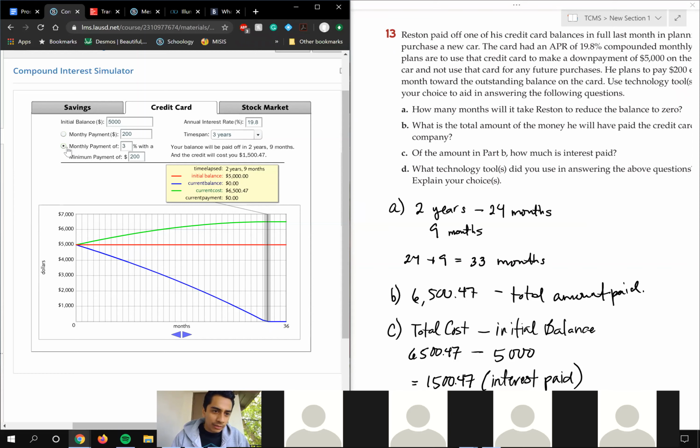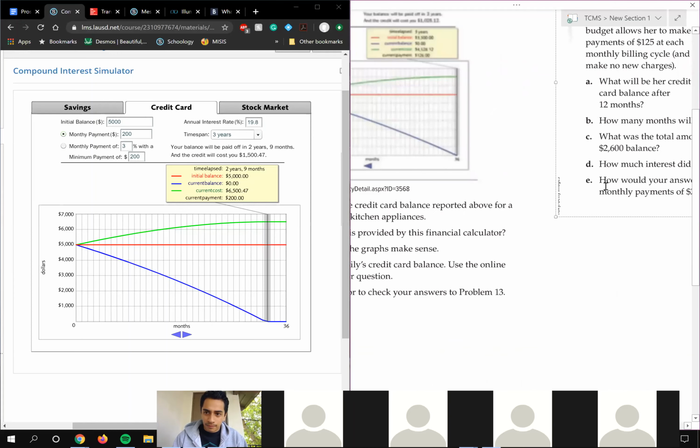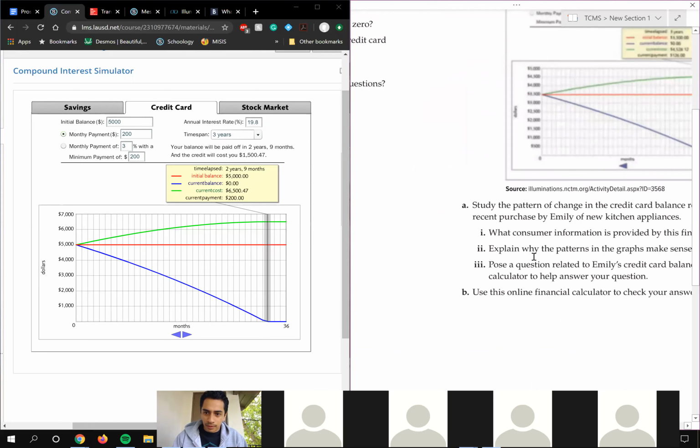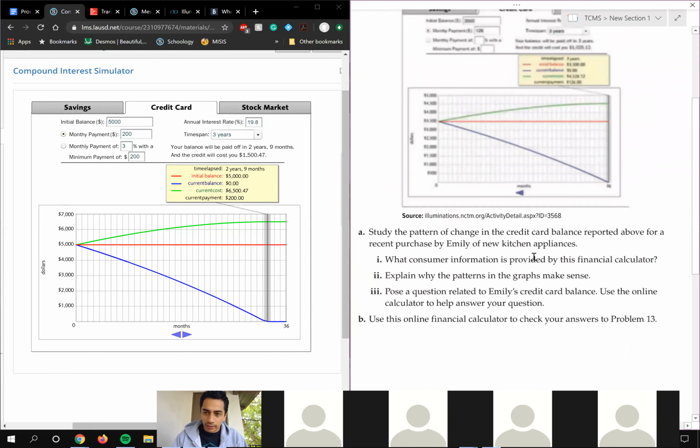So in either case, regardless of which one you clicked, because we knew that he was planning on paying $200 a month, then we could use that, right? Either one would have worked. All right. Any questions there? Okay. So, all right, let's take a look at this next one.